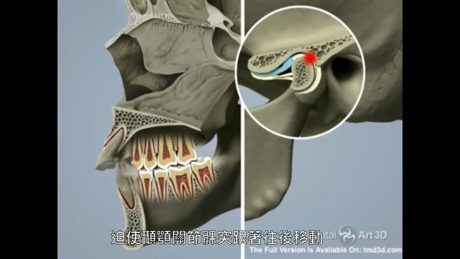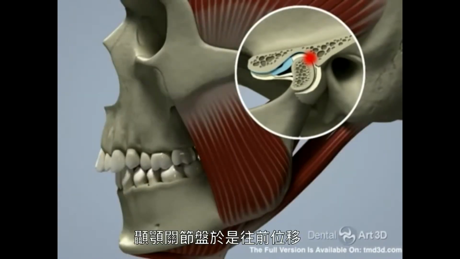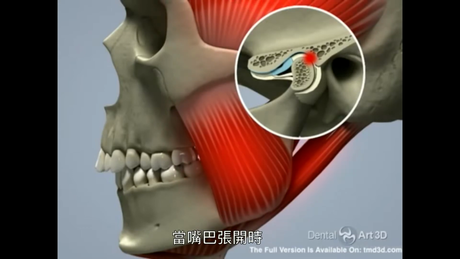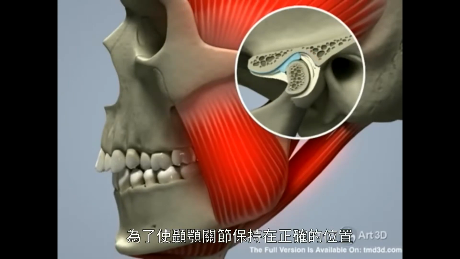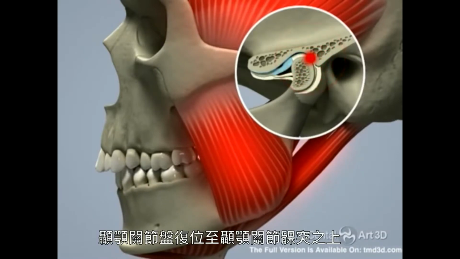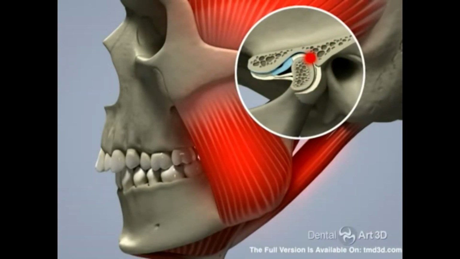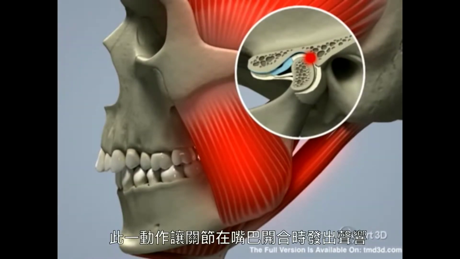This forces the TMJ condyle to shift distally while the TMJ disc shifts forward. Upon opening, the disc can shift onto the condyle to restore the TMJ's correct position, reduction of the disc, and then shift back to an incorrect forward position upon closing. This is what causes a reciprocal click.